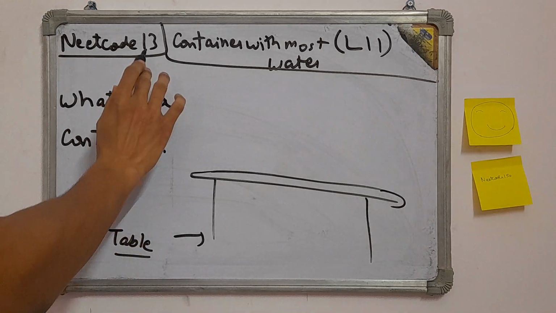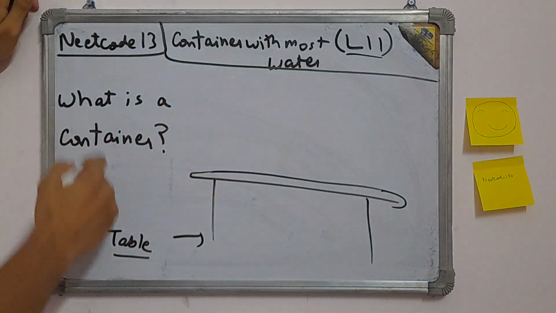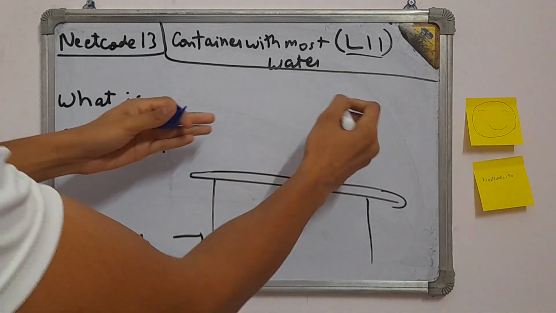So today we're going to do question number 13 of our NeetCode playlist, which is Container With Most Water. It is question 11 of LeetCode. So first of all, what is a container? Let's say we have a table, okay? Now if I throw water here, then the water will fall down, obviously.